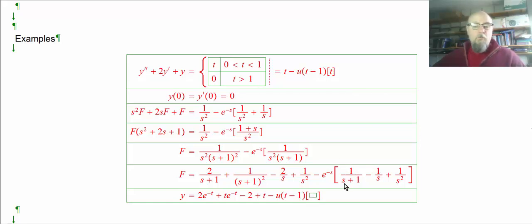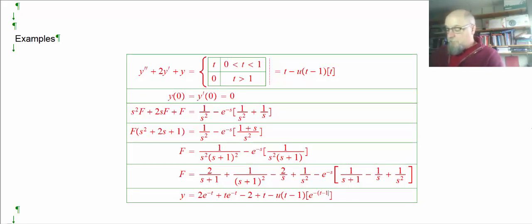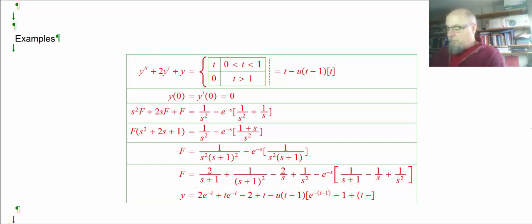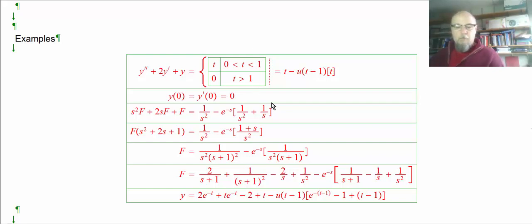So this 1 over s plus 1 is going to end up being inverse Laplace to e to the minus t. But everywhere there's a t, I've got to put a t minus 1. Careful with the brackets. The minus 1 over s is just the minus 1. There's no t there to replace. Normally 1 over s squared would be t, but I've got to put t minus 1. And here's the solution to this differential equation.